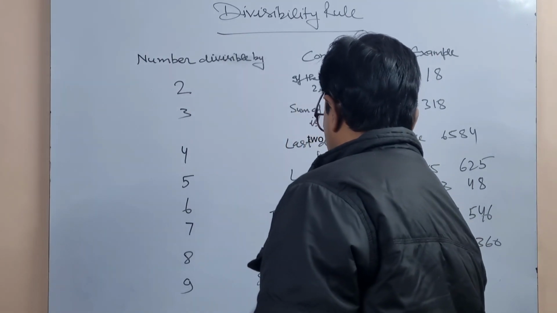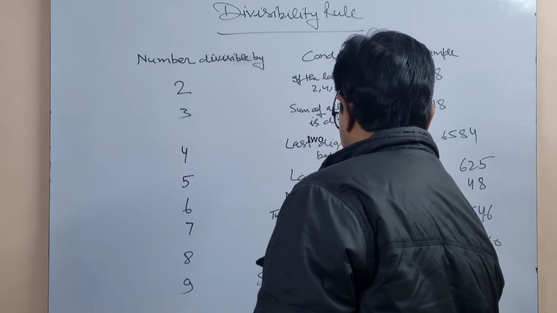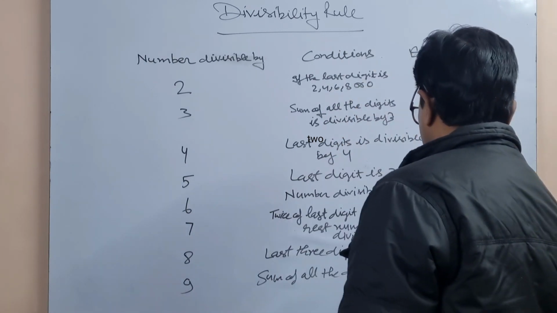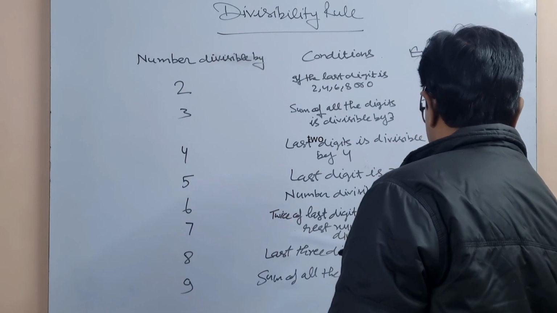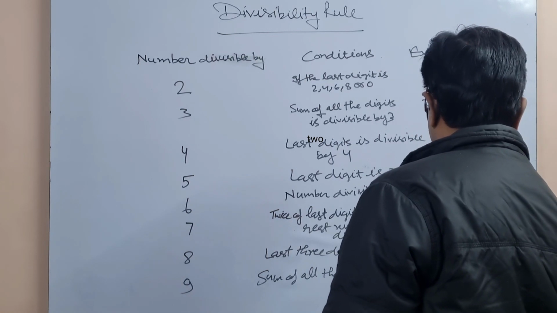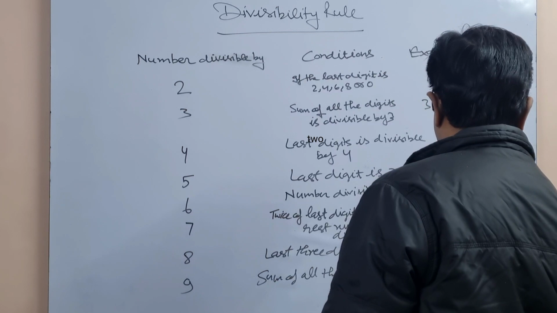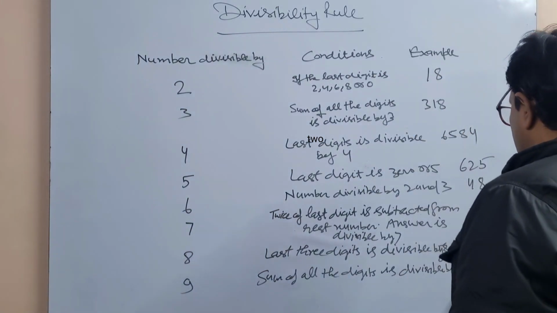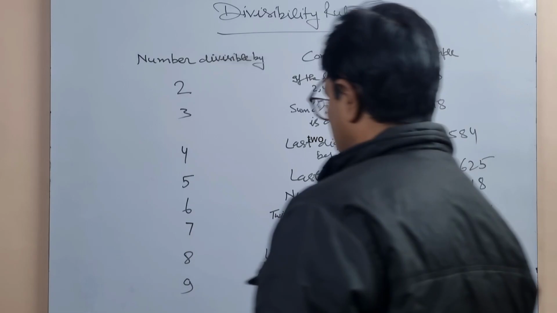9. If the sum of all the digits is divisible by 9. Example: 720.